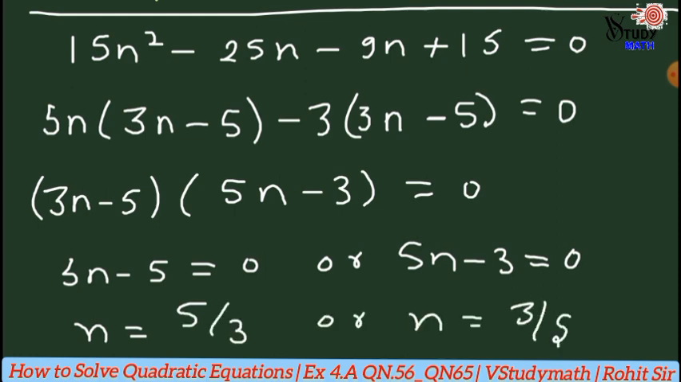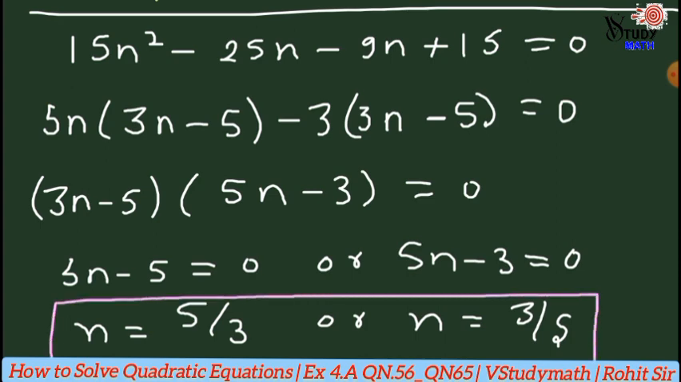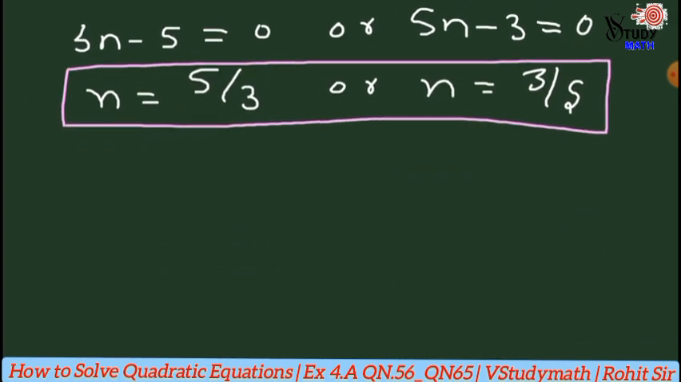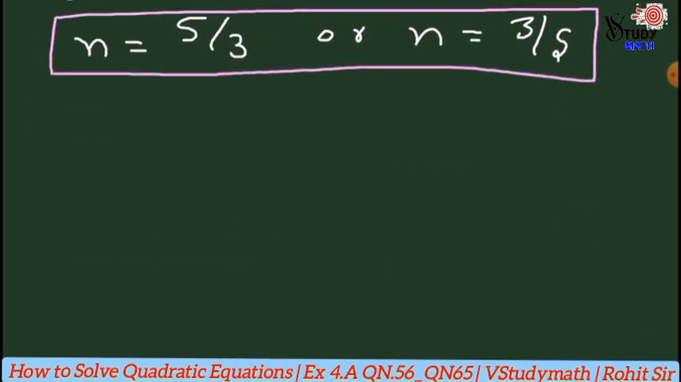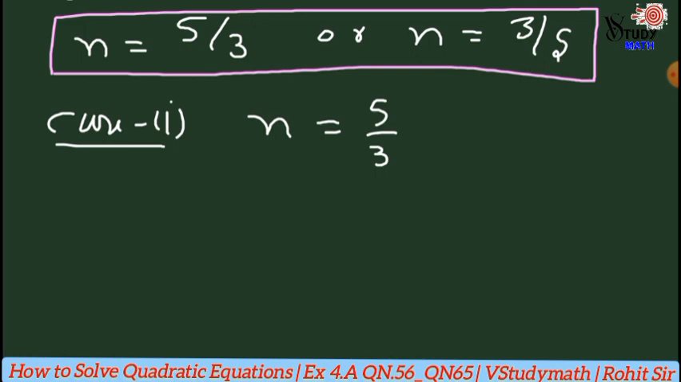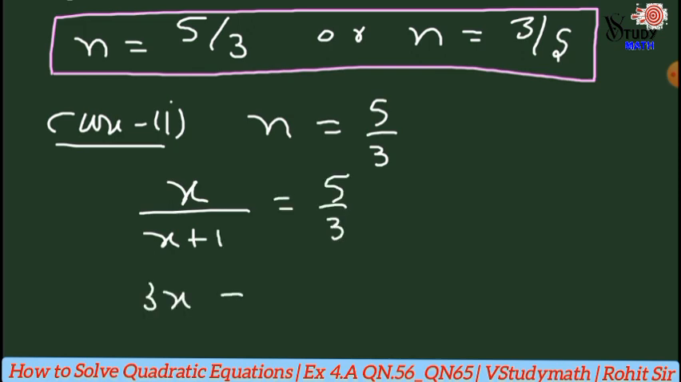So we have two values of n here. One is 5 by 3 and second is 3 by 5. So now solve this question further. Case number 1. In case number 1, n is equal to 5 by 3. The value of n is here. Put the value of n, x upon x plus 1 is equal to 5 by 3. Now by cross product we have 3x is equal to 5x plus 1.